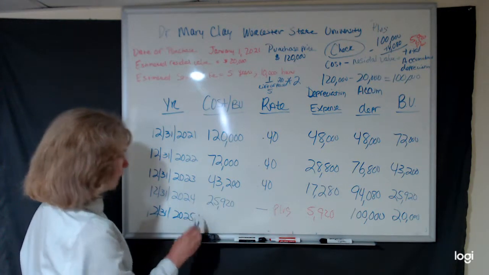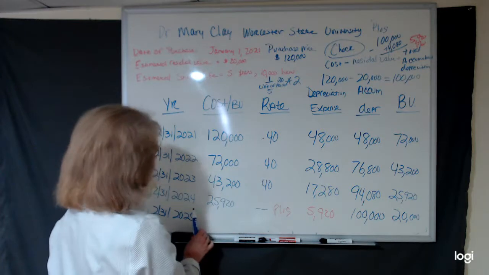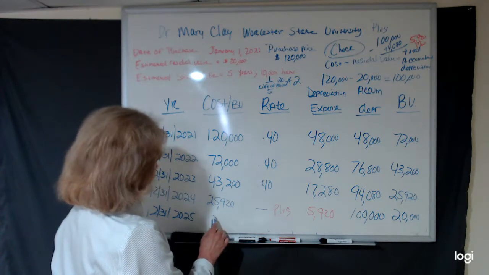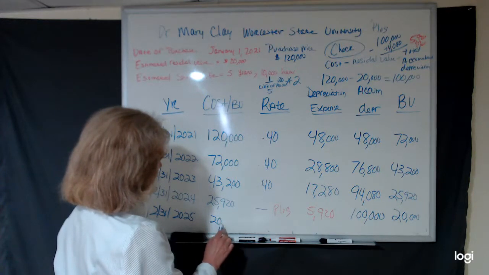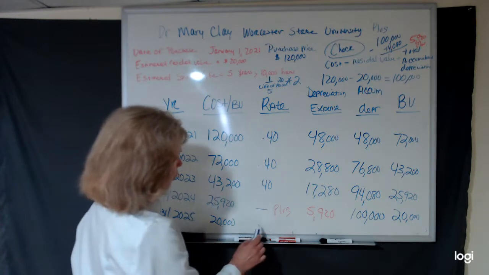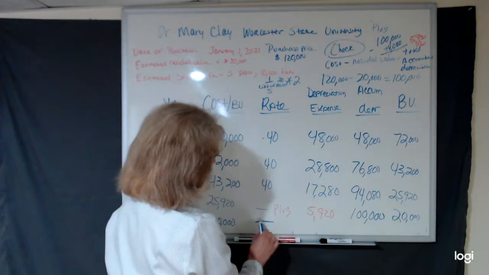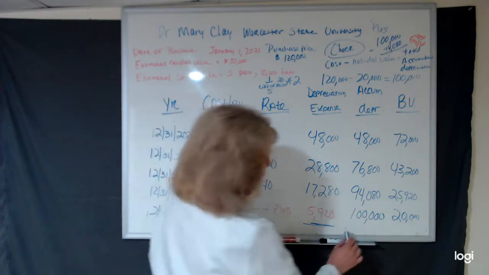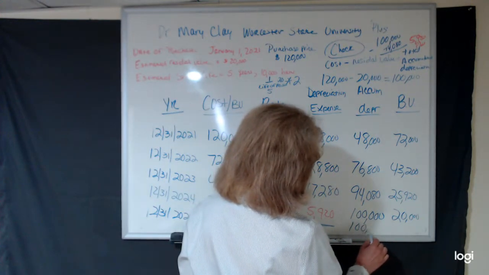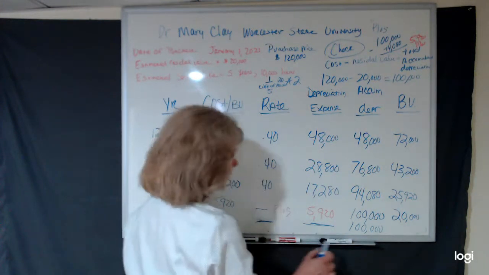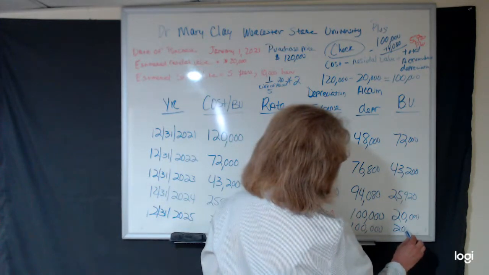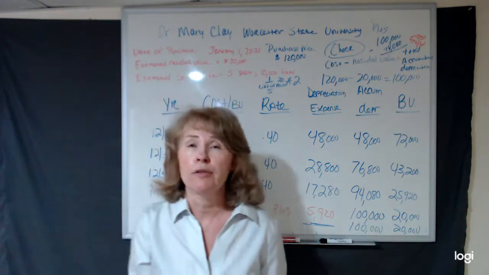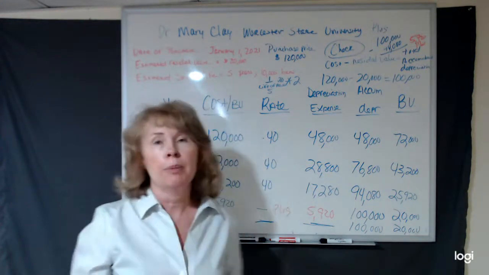Okay? So 12/31/2025. What would you start with? Well, what's your cost? Your cost is 20,000, right? You have no rate. You have no depreciation expense. This is still 100,000, and this is still 20,000. Okay, so this is an example where it's fully depreciated in the year before.